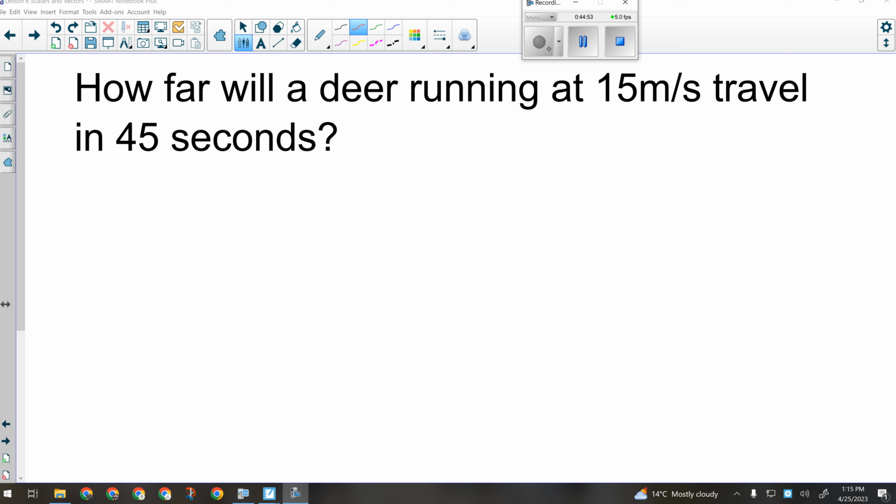The first thing we want to do, just like when we did the mole equation questions, is write down our givens. What does the question tell us? First it says how far. What do they want us to solve for? Distance. Yeah, distance is how far. If it said how far, and in what direction, then I'd be looking for displacement. So I'm looking for distance. It says the deer is running at 15 meters per second. What did they give me there?